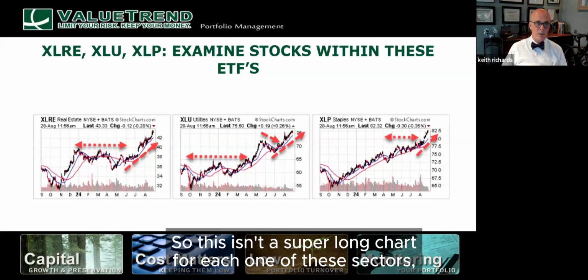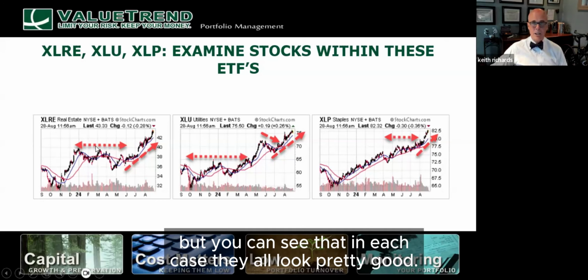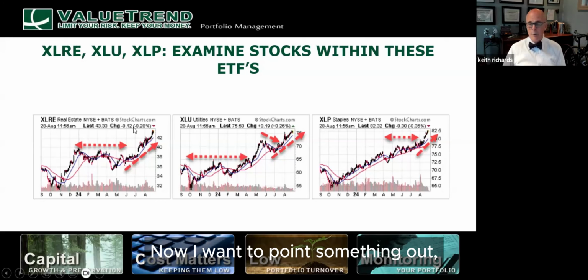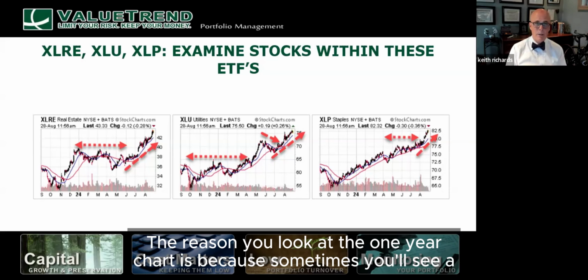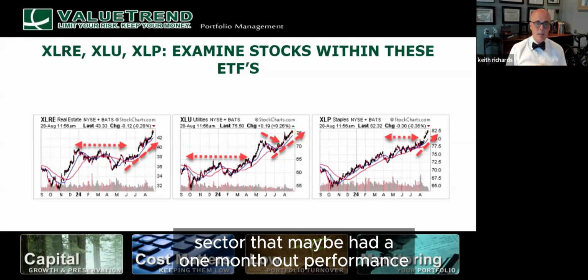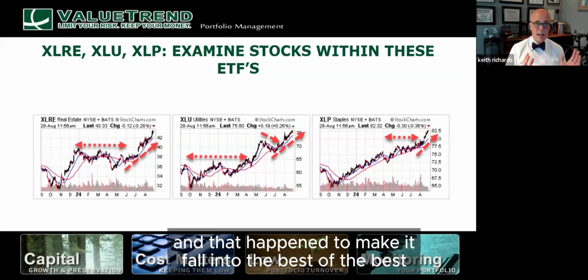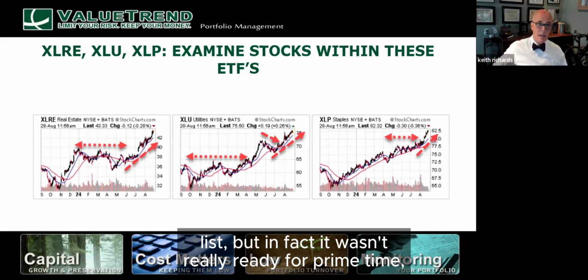So this isn't a super long chart for each one of these sectors, but you can see that in each case, they all look pretty good. Now I want to point something out, and this is what I pointed out at the Money Show. The reason you look at the 1-year chart is because sometimes you will see a sector that maybe had a 1-month outperformance, and that happened to make it fall into the best of the best list, but in fact, it wasn't really ready for prime time, so to speak, at that time.